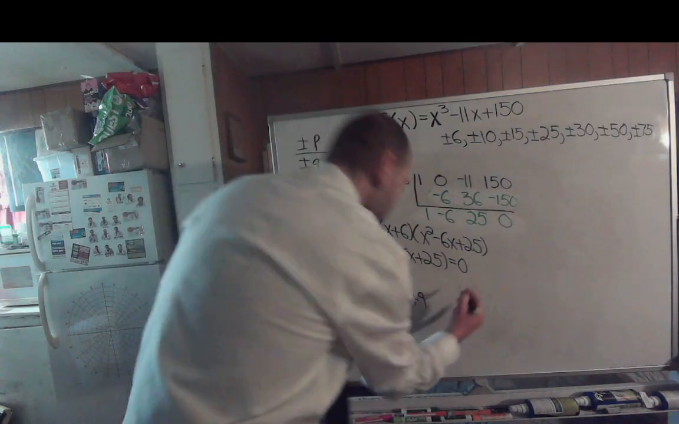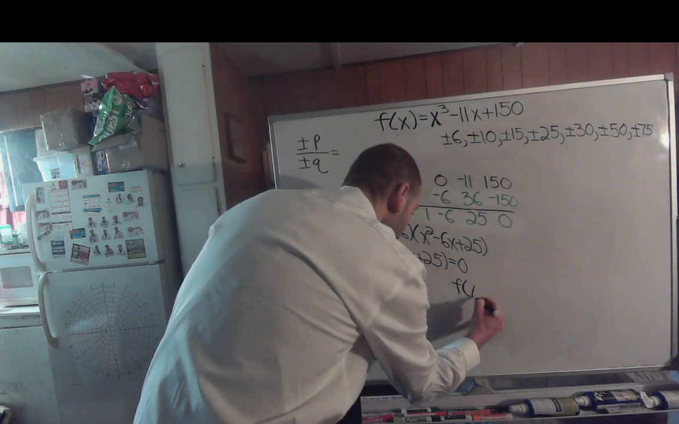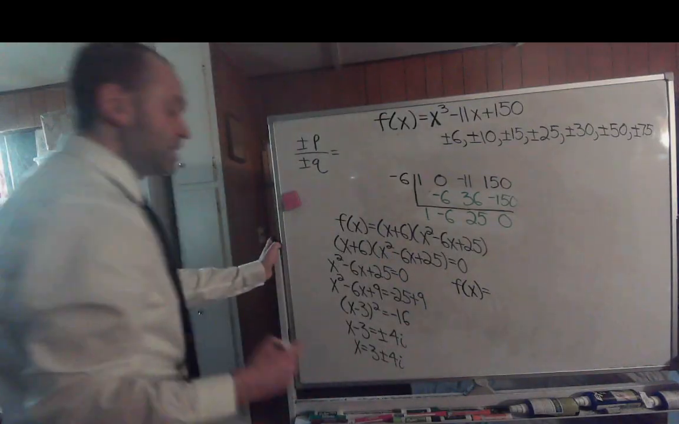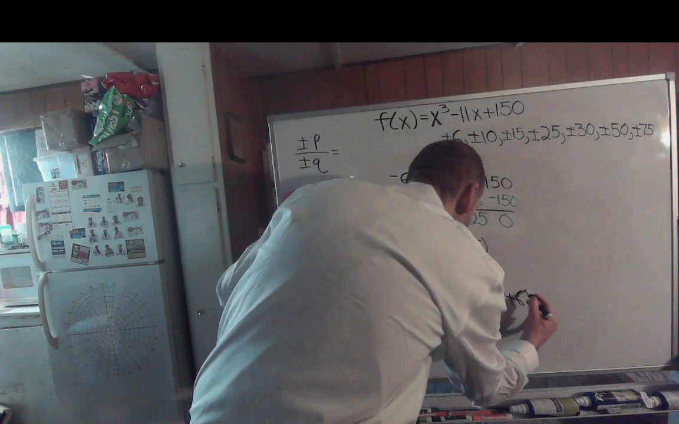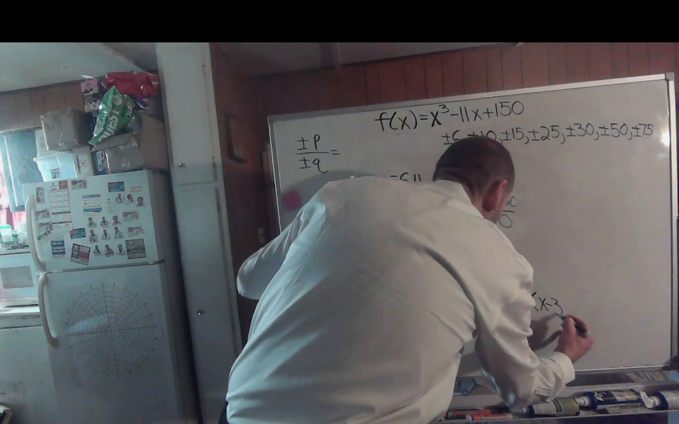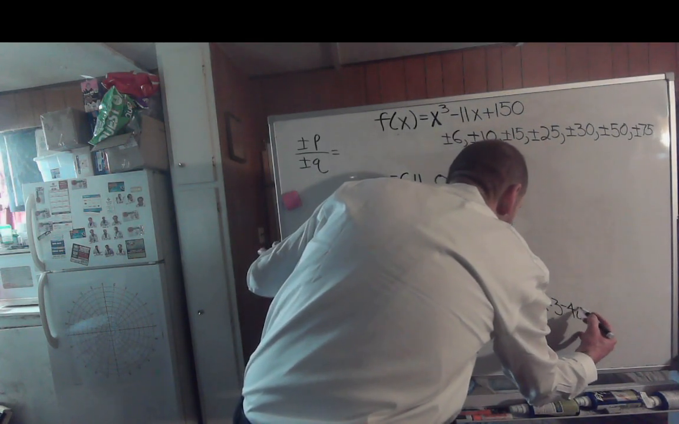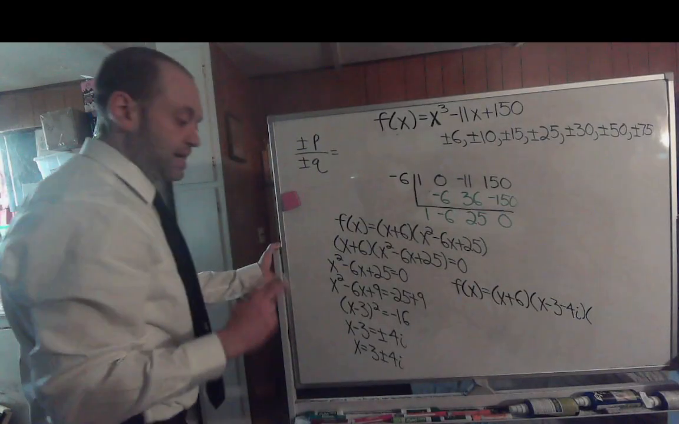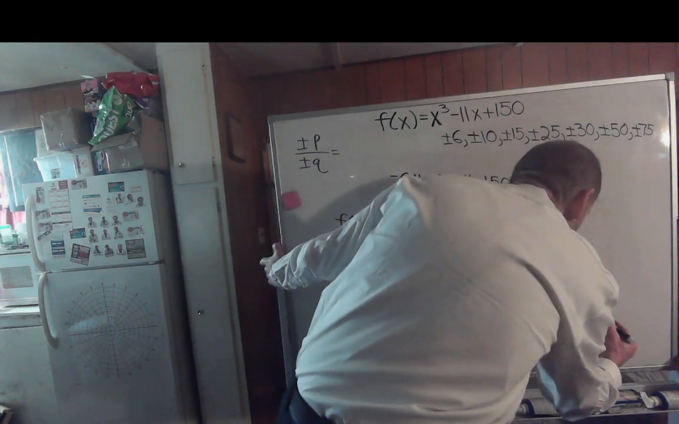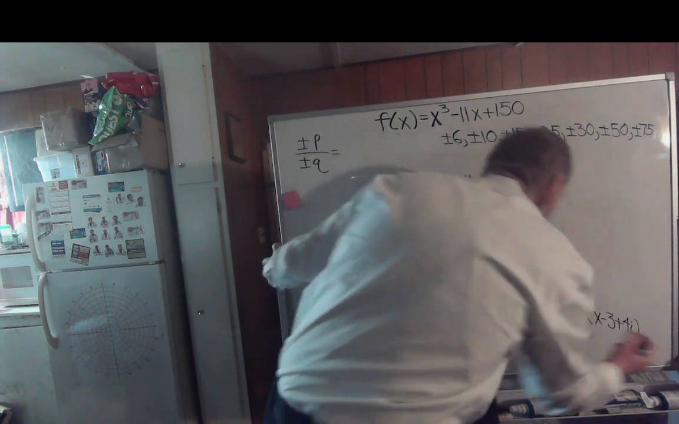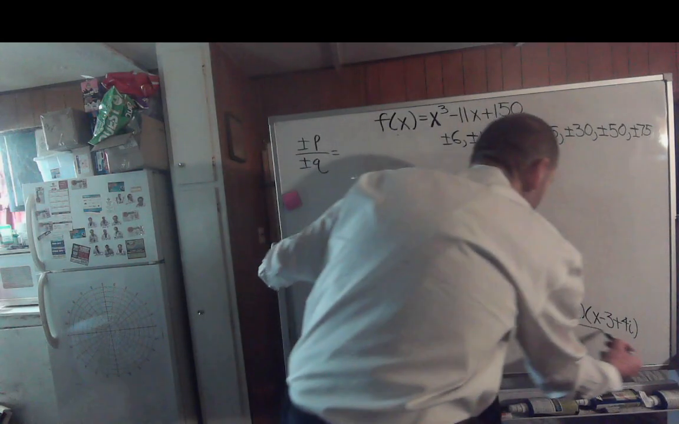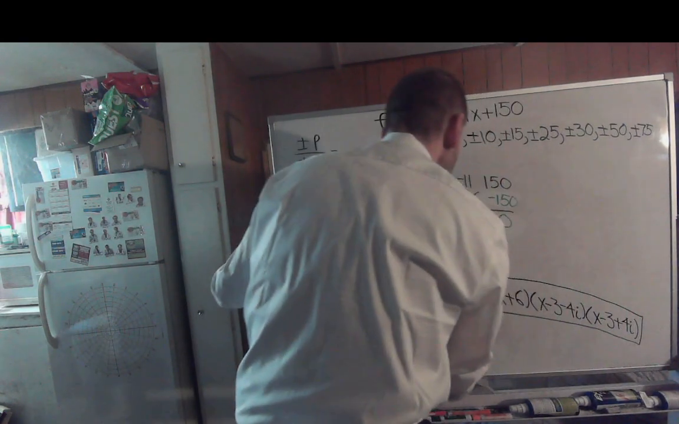So your linear factorization now, we can completely linearly factor this. You would end up having the quantity of x plus 6 times the quantity of x minus 3 minus 4i times x minus 3 plus 4i. So we got our linear factorization, and of course we just need to solve for the zeros.